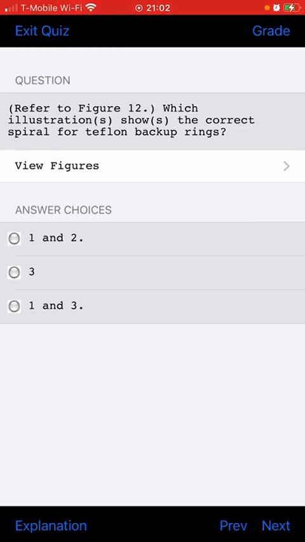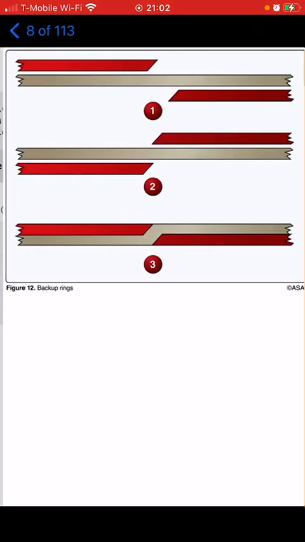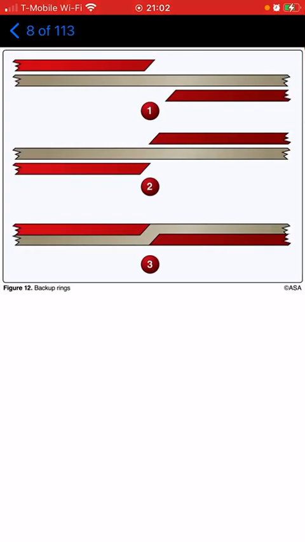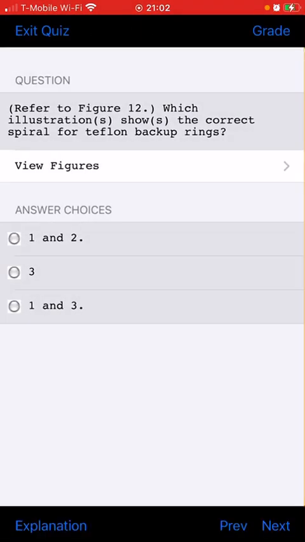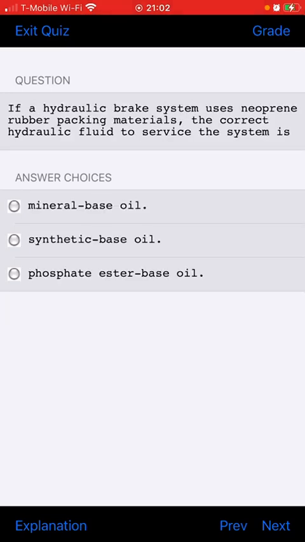Next, which illustration shows the correct spiral for a Teflon backup ring? Okay, 1 and 3. That should pass, where it should be stopped right there. Let's just say 1 and 3. Let's go to the computer. No, let's go to the laptop.